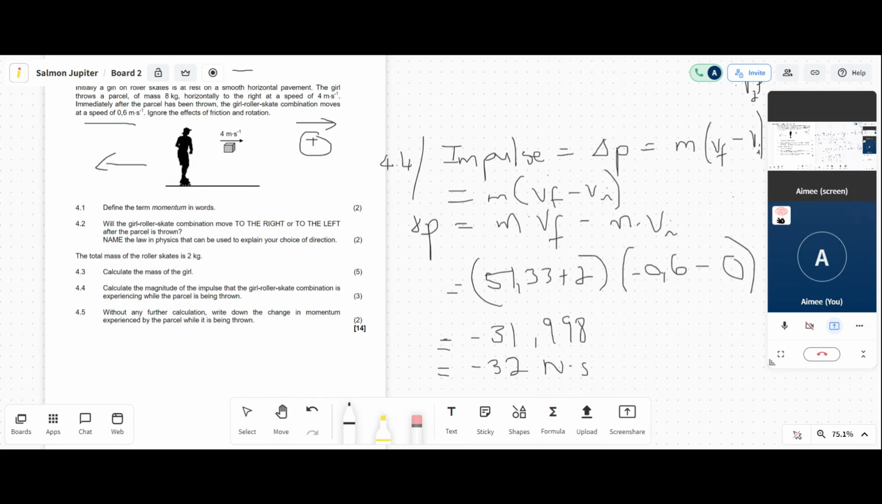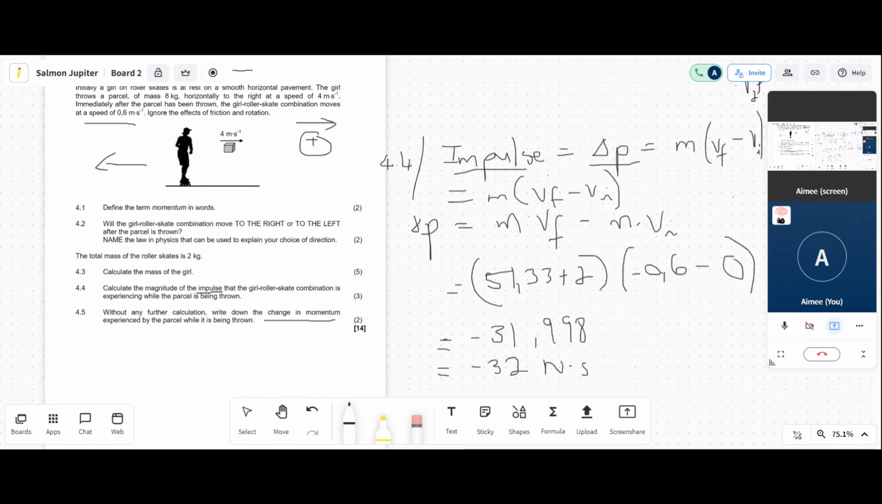Okay. Then the last question says, without any further calculations, write down the change in momentum experienced by the parcel while it is being thrown. Okay. So remember, we just said that impulse is the same as change in momentum. So they're totally trying to throw you off here by asking you to calculate the magnitude of the impulse in the first question, and then by asking you to calculate the change in momentum in the second one. Essentially, they're asking for the exact same thing.